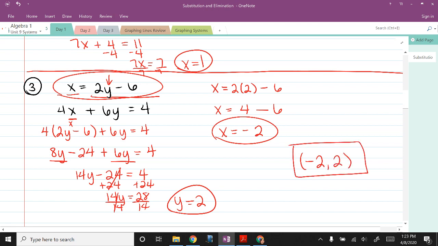So that basically in a nutshell is how you do substitution method. Again, when you do substitution, you want to do that when you have a variable that is set up equal to something else. So if it says x equals blah, blah, blah, or y equals blah, blah, blah, that's when you want to do substitution method. The rest of the time, you will probably want to do elimination method if that's your preference, and you can watch that in the next video.